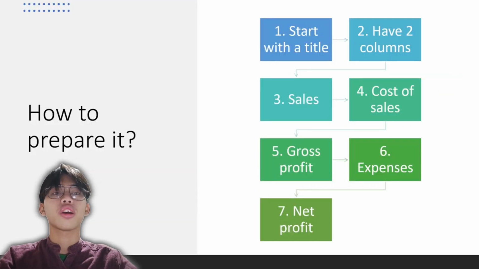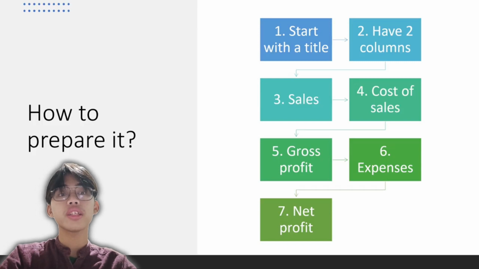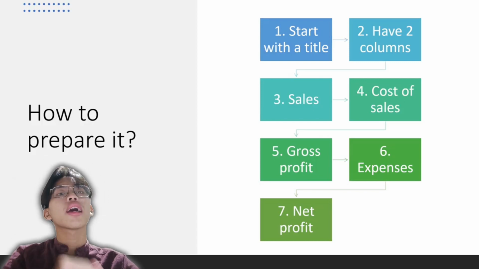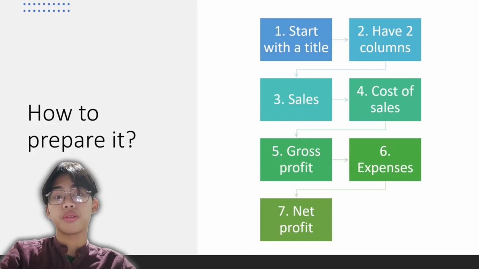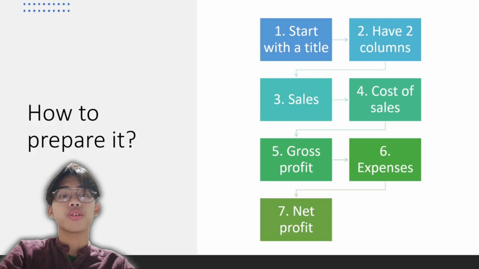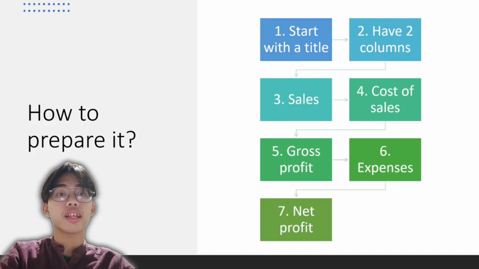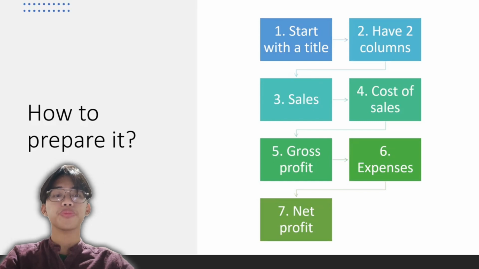And how to prepare it? Well, first we need to start with the title, have two columns, list down the sales or the total revenue, and deduct the cost of sales, and we can get the gross profit. And from the gross profit, we should deduct the expenses, and that will be the net profit.